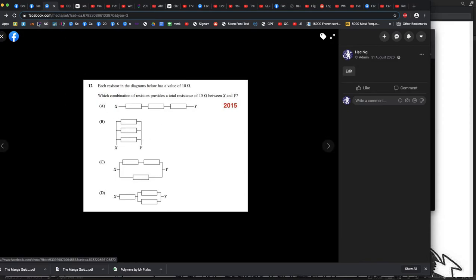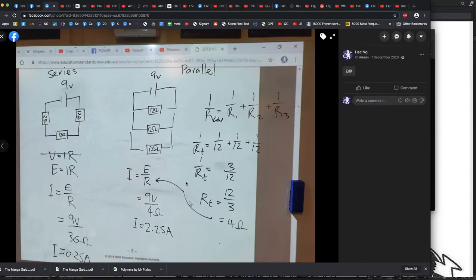What I'll say is that I do go through past HSC questions, and I use these to explain the difference. Here we have a 9-volt battery and three 12-ohm resistors in series. We're going to have a current of 1/4 of an amp, whereas if those same three 12-ohm resistors are in parallel, we're going to get 2.25 amps. That's an increase of more than 10, 11 times, something like that. So that's where we left off with series and parallel.